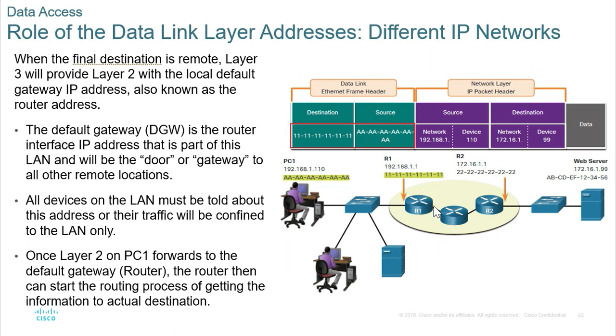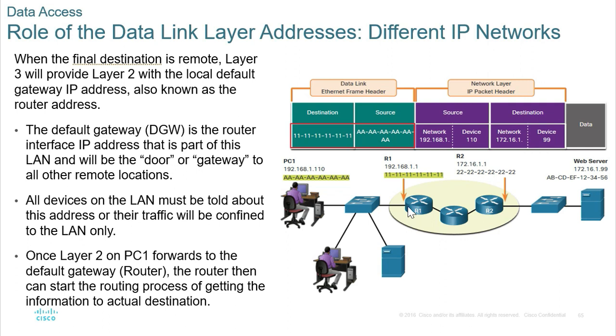Router 1 acts as the default gateway for the network 192.168.1, while router 2 is the default gateway for the network 172.16.1. The default gateway is the door or gateway to all other remote locations. So you need to send your packet to the router.